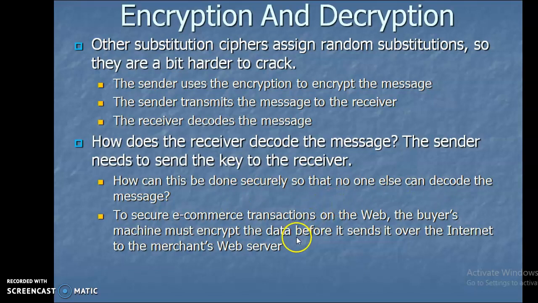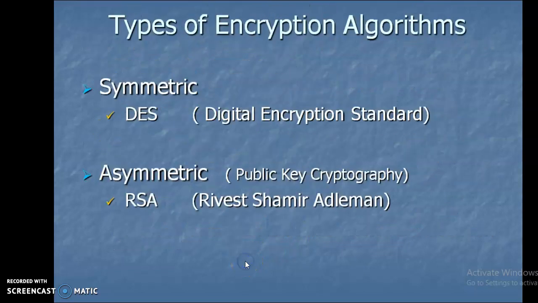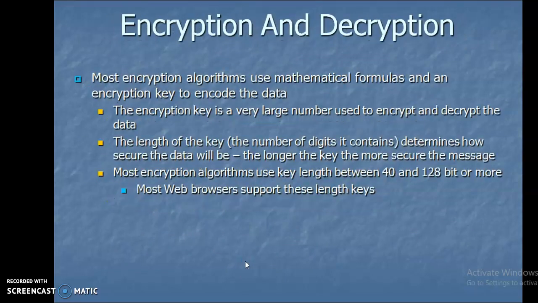To secure this, the buyer's machine must encrypt the data before it sends it over the internet to the web server. So what are the algorithms we have? Encryption key is a very large number. Length of the key determines how secure the data is; it's typically between 40 to 128 bits.